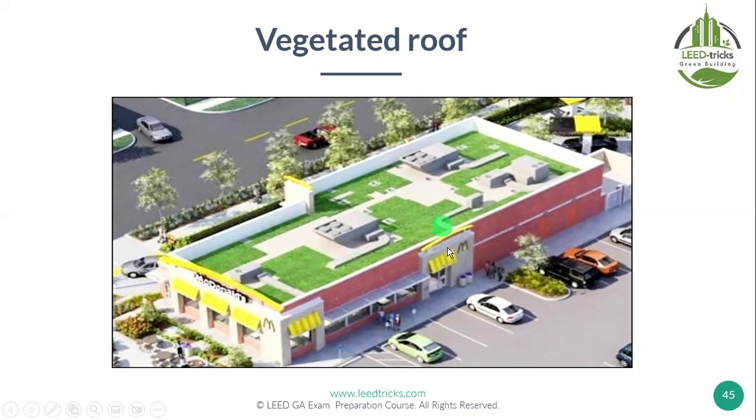Of course, other than storm water, green roofs reduce heat impact, reducing the heating of the building roof, so reducing energy. It can also be a green area. If you remember the credit open space, if you don't have open space on your site, you can consider green roofs as open space. My voice is clear? You can consider the green roofs as open space.